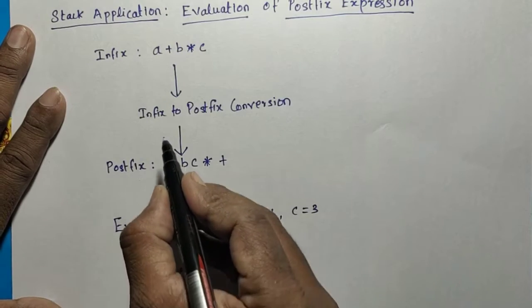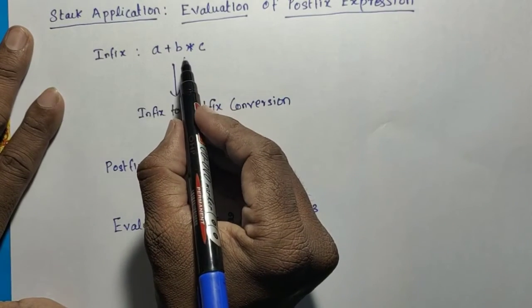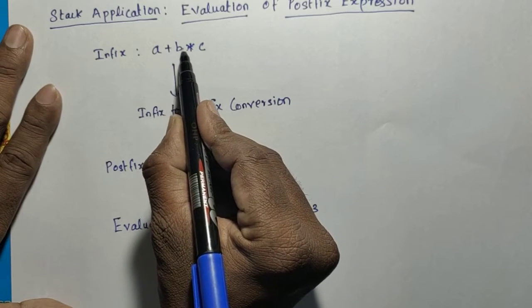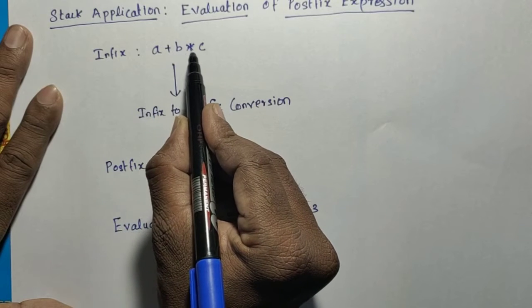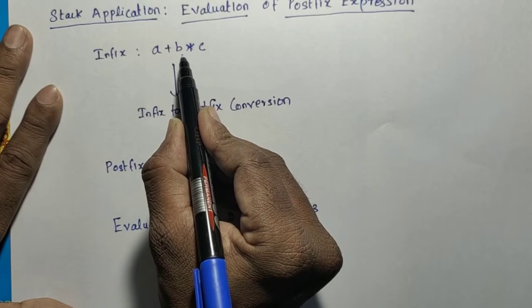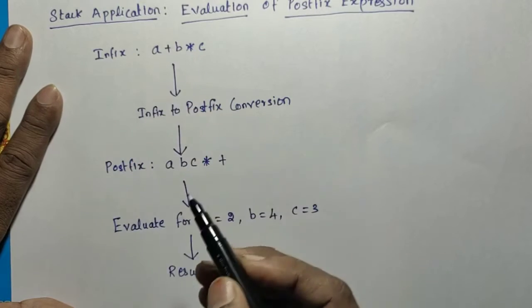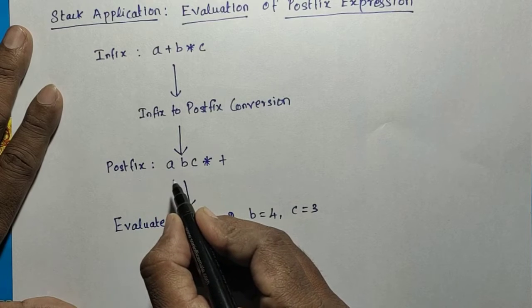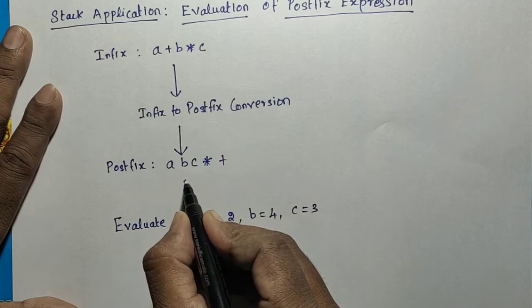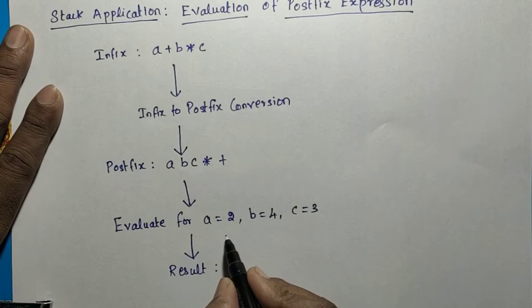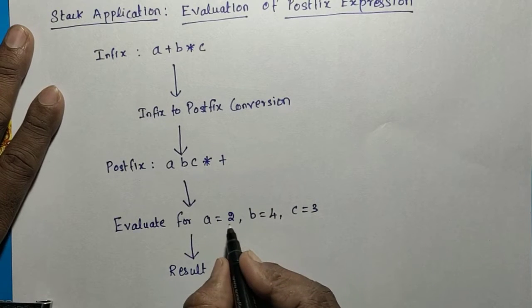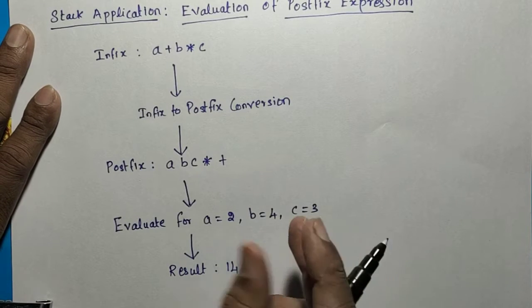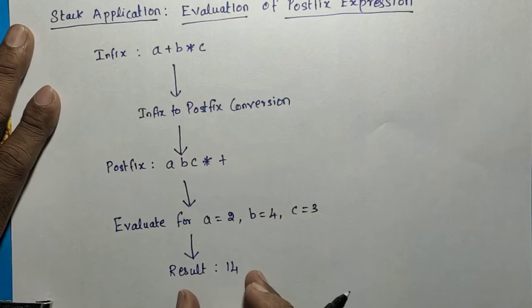During this conversion, it resolves the problem of the precedence of the operations. Even though the plus appears before the star, it does the star first, that is the multiplication, and then the addition. After converting, the postfix expression will be evaluated by the system for the given values. For example, if you substitute a equal to 2, b equal to 4 and c equal to 3, it will evaluate and give the answer.